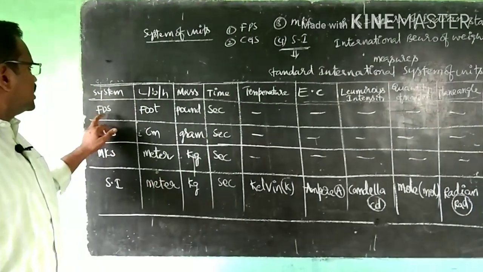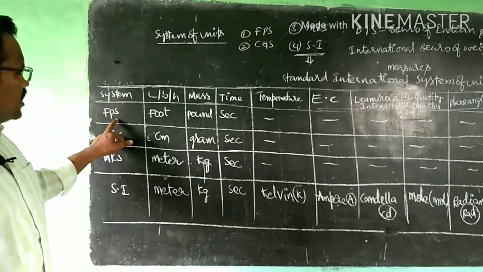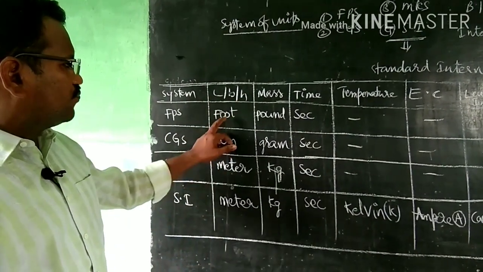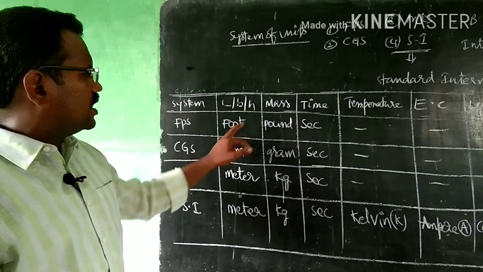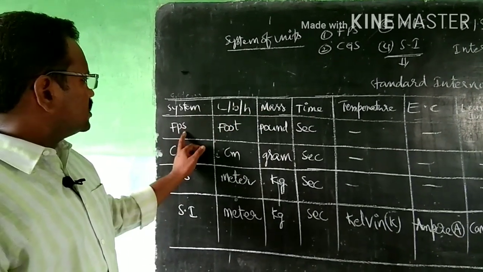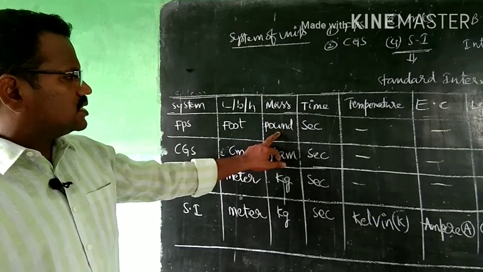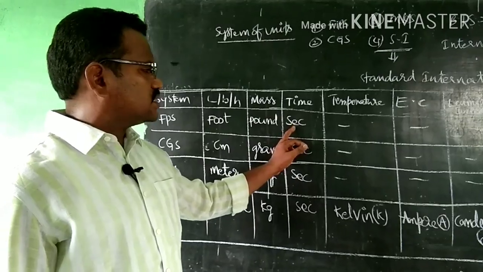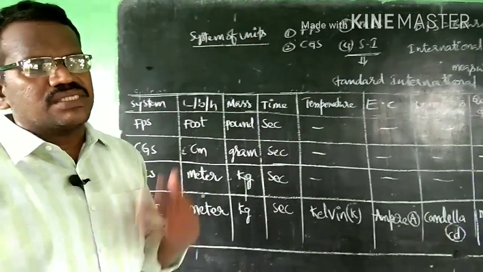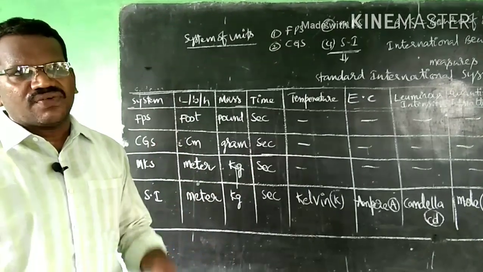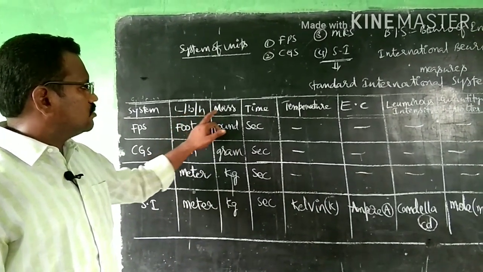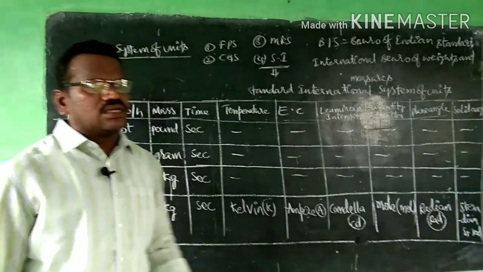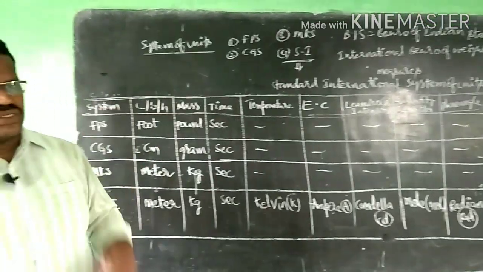Let us come to FPS system. In FPS system, the unit of length, breadth and height is foot. For all these three, length, breadth and height, we are using foot. In FPS system, the unit of mass is the pound. The unit of time is the second. In the earlier systems, only three fundamental quantities are there: length, mass and time. Temperature, electric current, luminous intensity and others are not added in those systems.